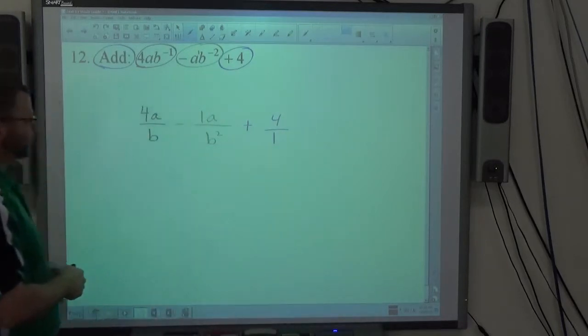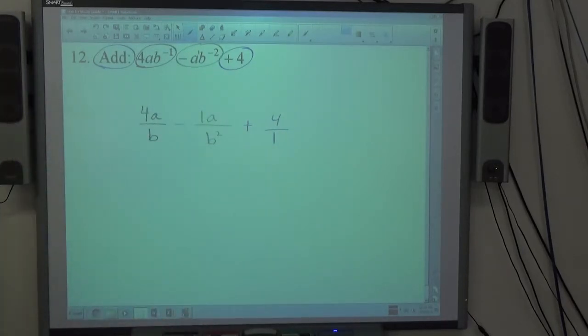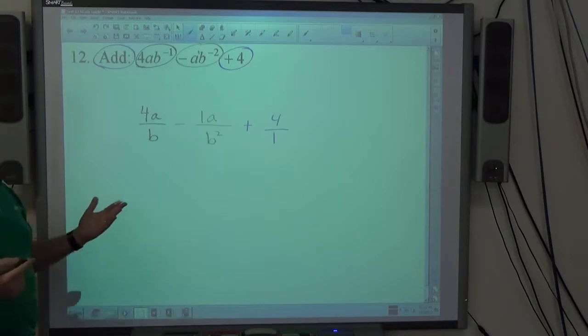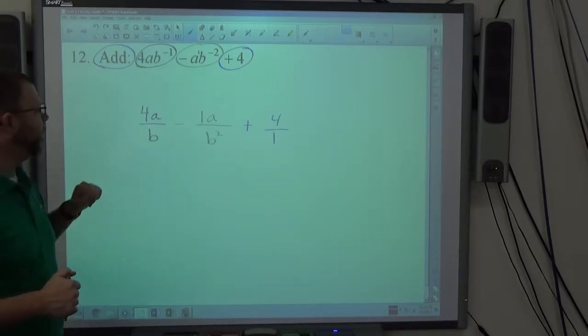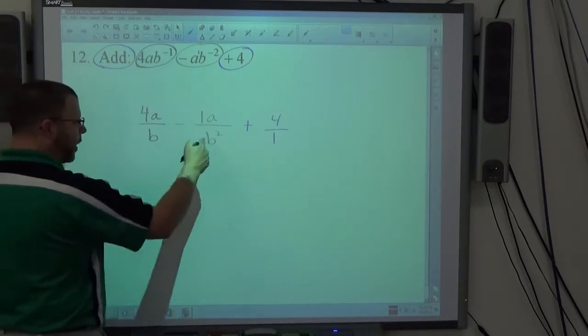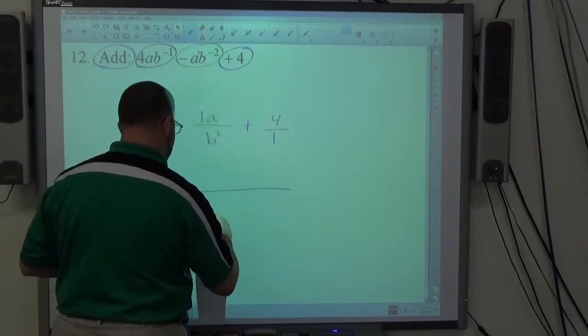Officially over 1. Looking at the denominators, b squared, b, and 1. The only thing that isn't 1 that goes in the denominators is b. The highest power is b squared, so I want every denominator to be b squared.